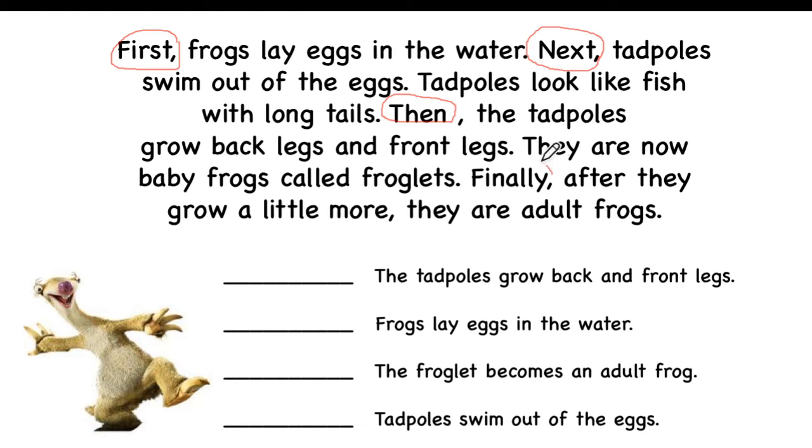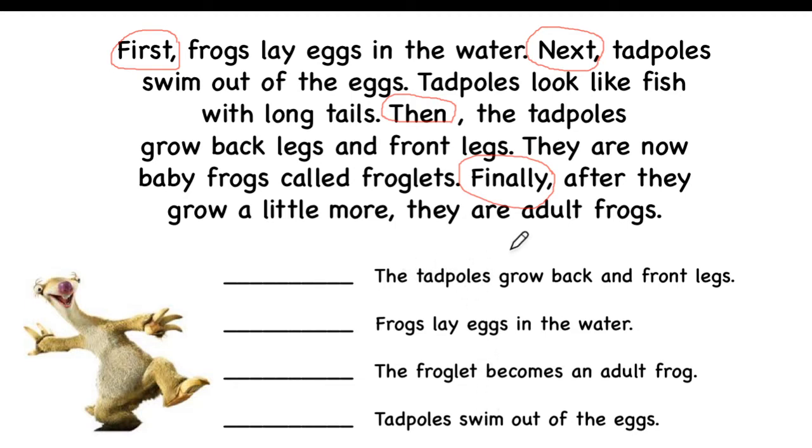And finally, what happens last? After they grow a little more, they are adult frogs. So what happens last at the end? The tadpole grows and they become adult frogs. So please remember all of the details. Now we're going to order them from 1, 2, 3, and 4 in the correct sequence.